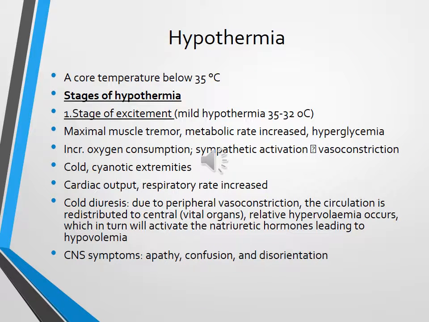Hypothermia: core is below 35 Celsius. Stages: the first stage is the stage of excitement. Maximal muscle tremor, metabolic rate increases, hyperglycemic. They may have increased oxygen consumption, sympathetic activation, vasoconstriction. There could be cold cyanotic extremities. Cardiac output and respiratory rate are increased. Could have cold diuresis. And CNS is apathy, confusion, and disorientation.